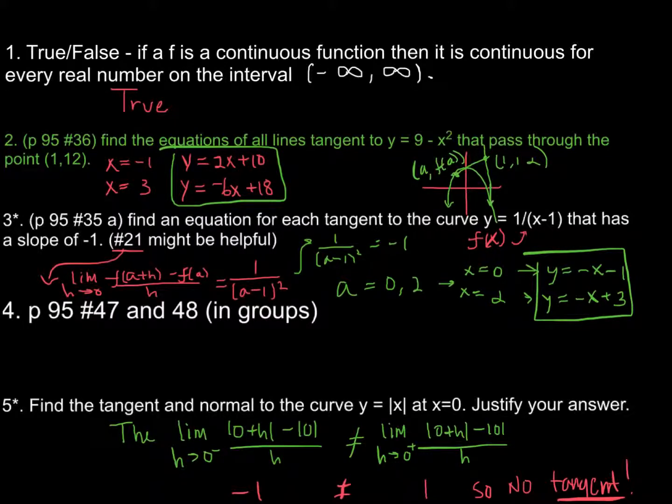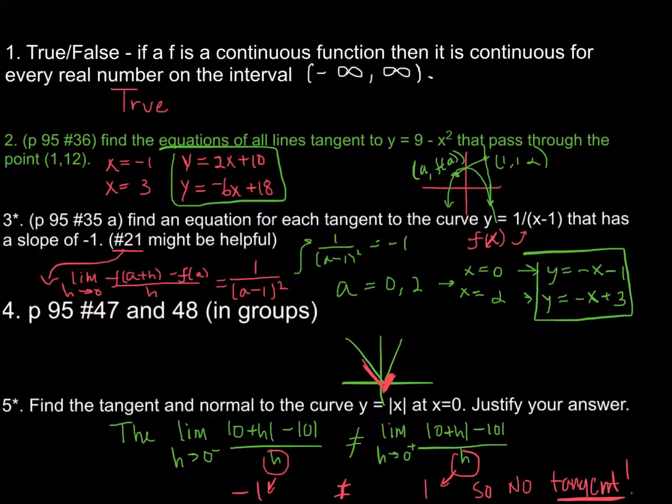Find the tangent and the normal of the curve y equals the absolute value of x when x equals 0. And so here what you have to realize is the absolute value of x is a function that looks like this. And so when you find the slope coming from the left side and from the right side, you get different values, because coming from the left side, h is going to be a negative value, so that makes it negative, and coming from the right side of 0, h is going to be positive, so that gives you a positive 1.